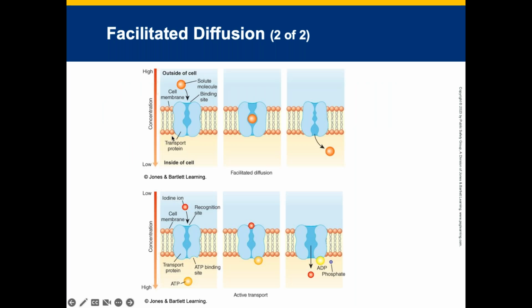So the figure that you see here shows facilitated diffusion. In figure A, first part, particles move from an area of higher concentration towards an area of lower concentration with the assistance of a protein. Okay, as you can see here.